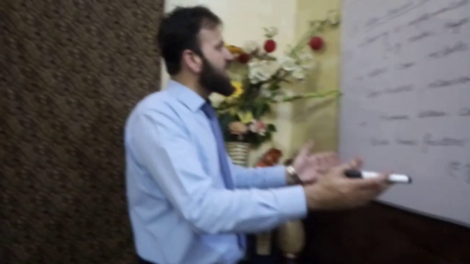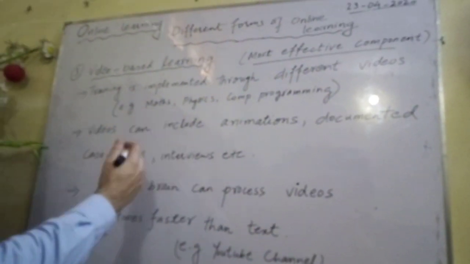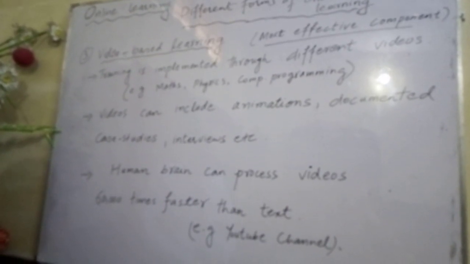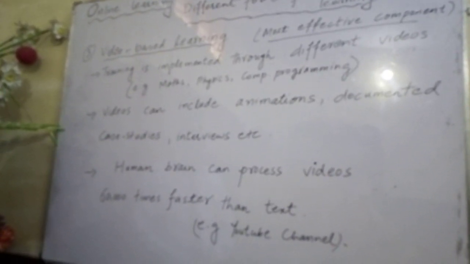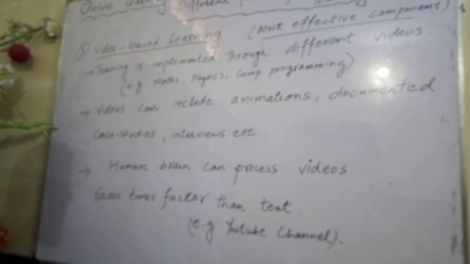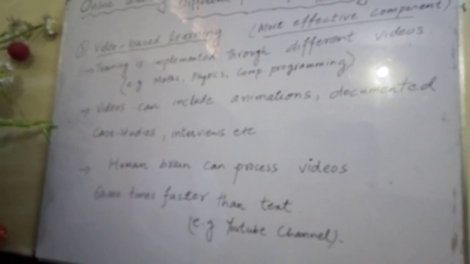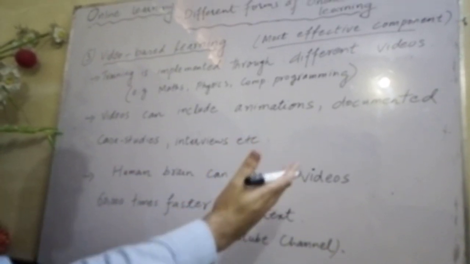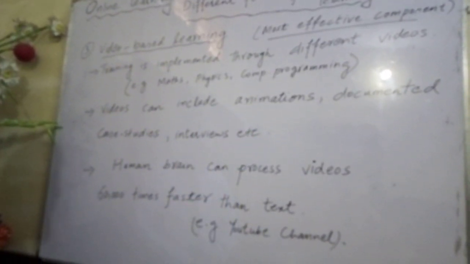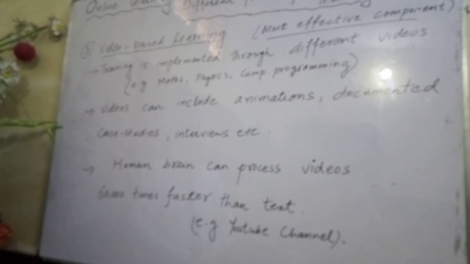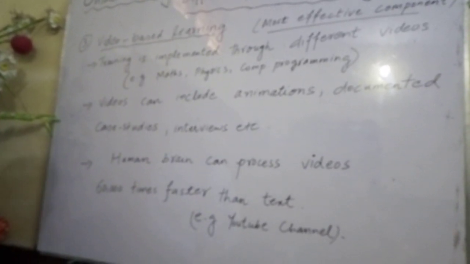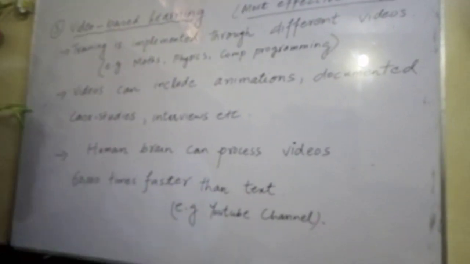Now here, in video-based learning, training is implemented through different videos. For example, maths, physics, and computer programming lectures can be prepared by using different video tools. Videos can include animation, documented case studies, and interviews. In videos you can add animation, documented case studies, and interviews of different experts or subject specialists.